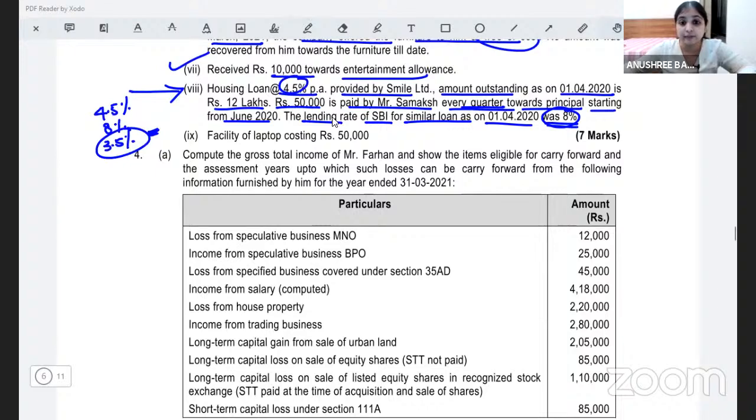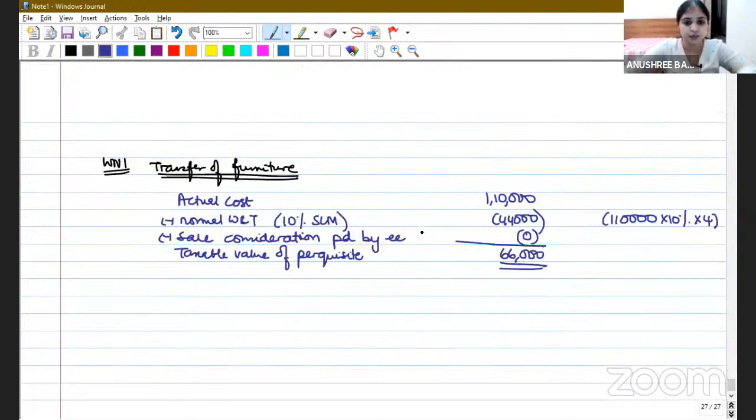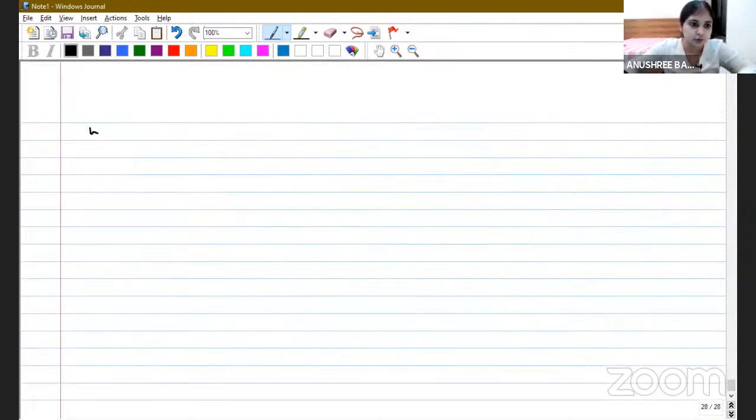All right. Every quarter starting from June 2020, he is repaying 50,000. So under particulars, write down loan at concessional rate. Give reference to working note number 2. After your first working note, open another working note. Working note number 2. Give the heading loan at concessional rate.